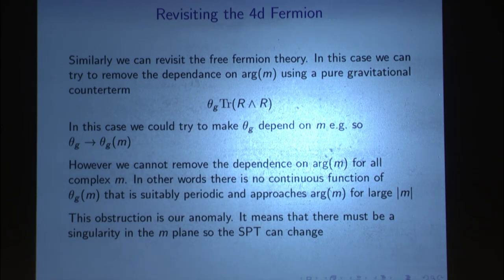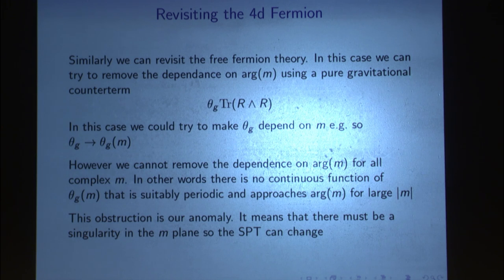OK, we can similarly look at the free fermion again. In this case, we could try to remove the dependence on the argument of m by using a pure gravitational counterterm. I could add to the Lagrangian this kind of term, theta_g, and I could try to make theta_g depend on the mass. I'll promote it to be a function of the mass to remove this feature that I saw, that in the presence of a background metric, the partition function depends on the phase of the mass.